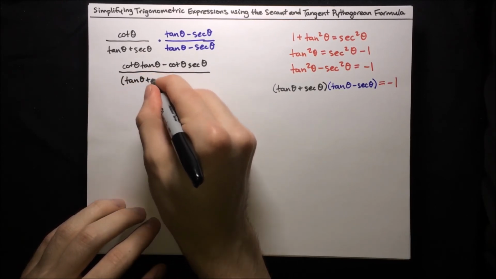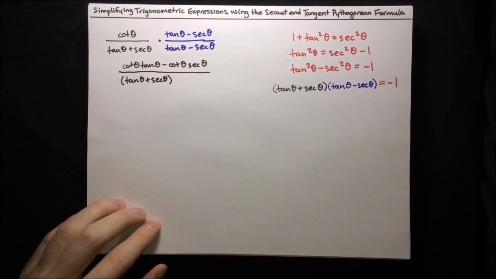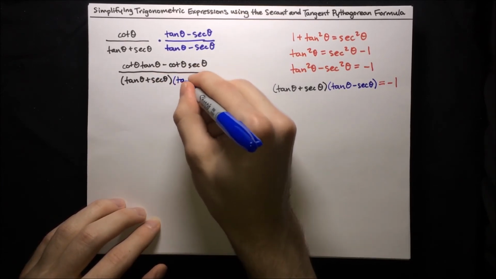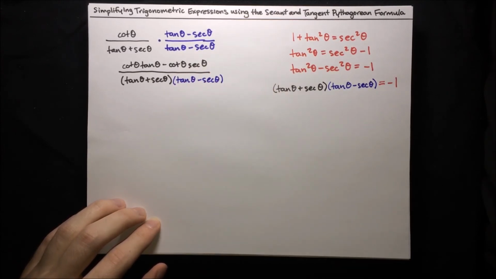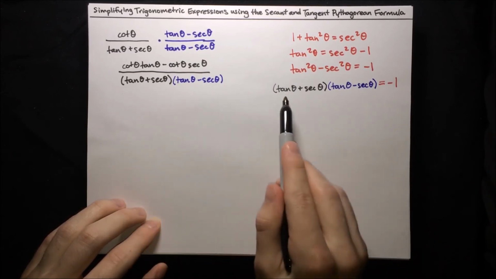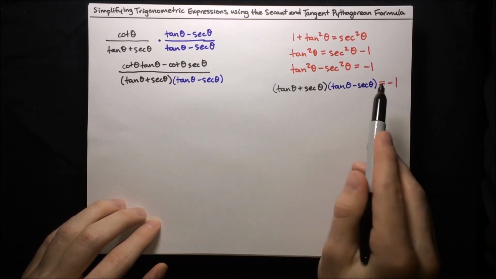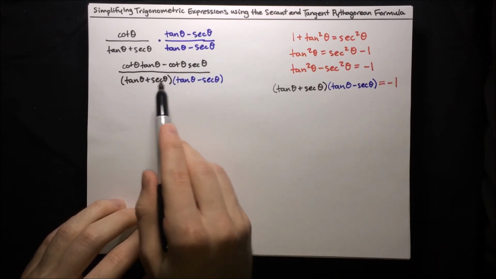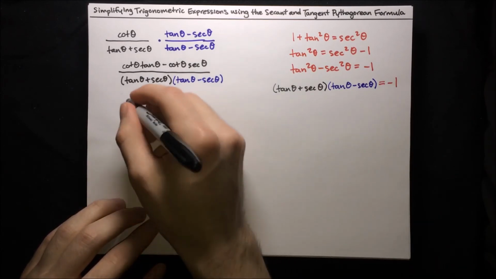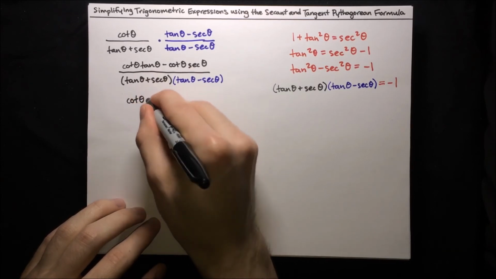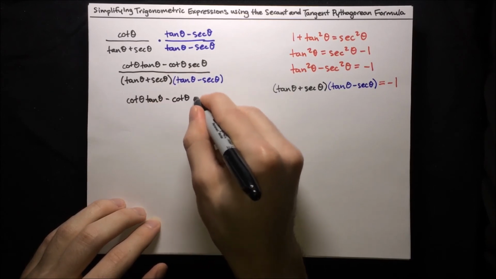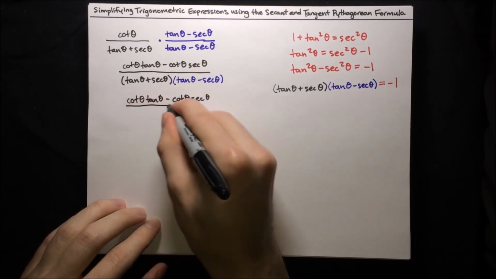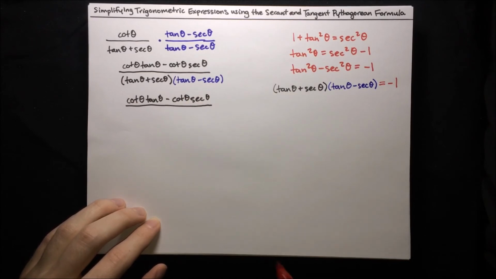So tangent theta plus secant theta times tangent theta minus secant theta. And now we can go ahead and use our formula here, tangent theta plus secant theta times tangent theta minus secant theta, that's just -1. So that whole denominator will just become -1. So let's write it out again, except the denominator will be -1. So cotangent theta tangent theta minus cotangent theta secant theta all over, this time we just write -1. And we can simplify that a bit.